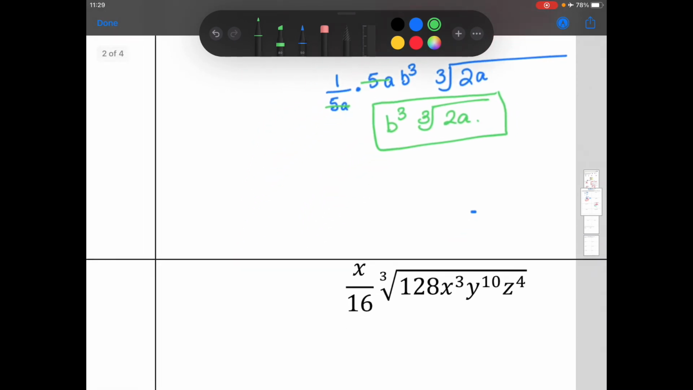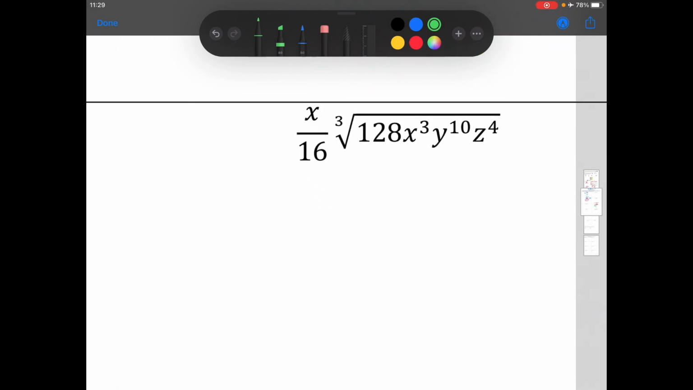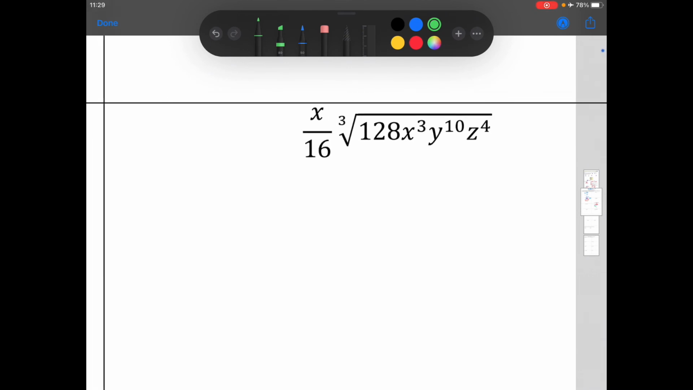So the next one I want to do is this last one. So I'm doing 4 questions on this page. I want you to do the other 4 on this page and the remaining packet. So again, this is multiplication. So I'm going to leave x over 16 as it is. And it's cube root of 128. I'm going to rewrite my factors. 1, 8, 27, 64, 125. I don't really need it, but I'm going to write it.